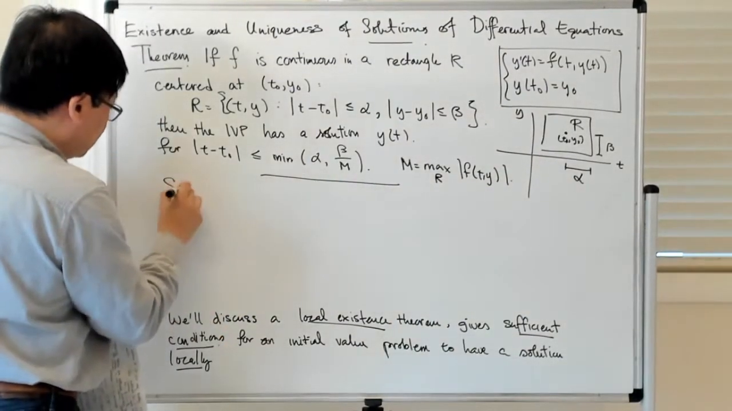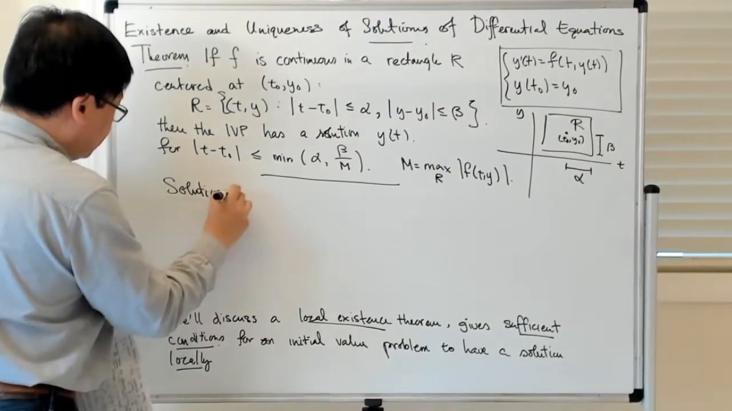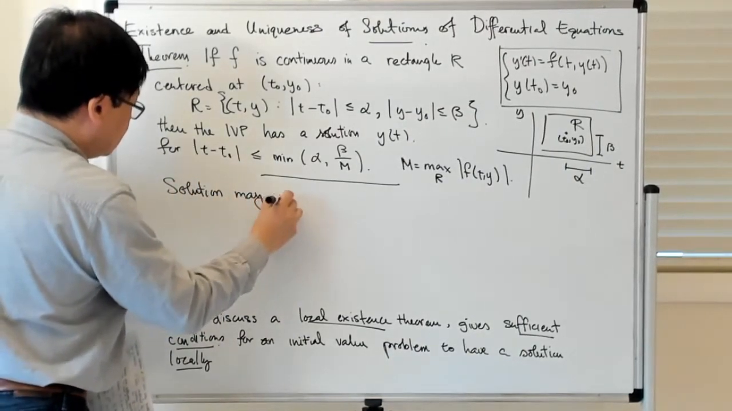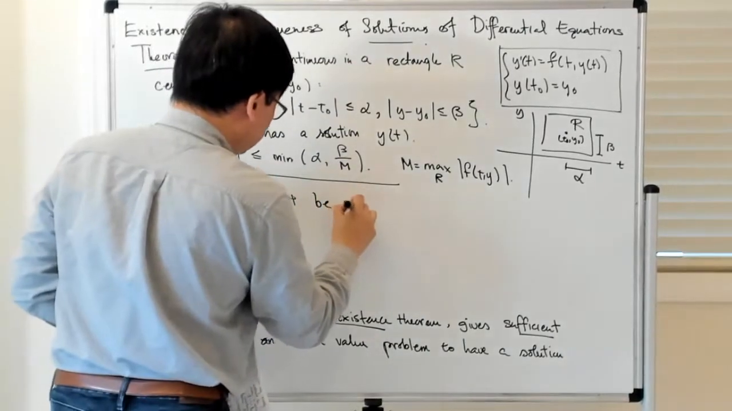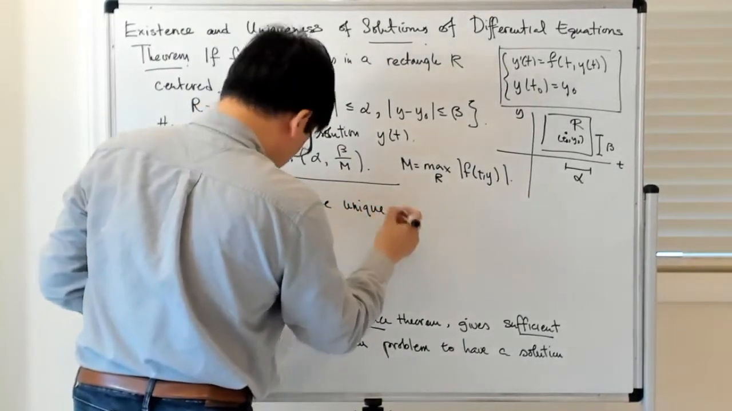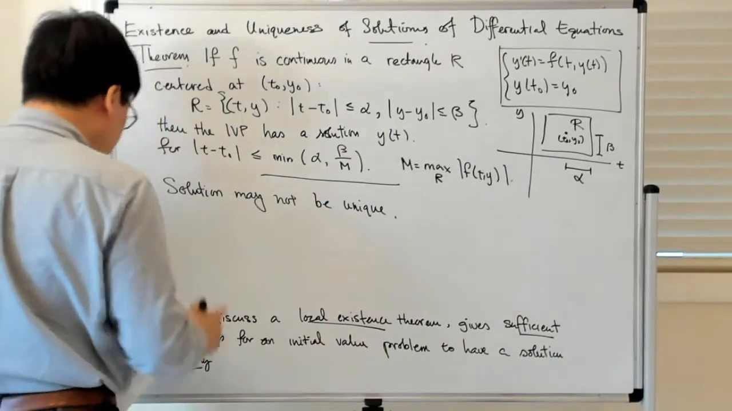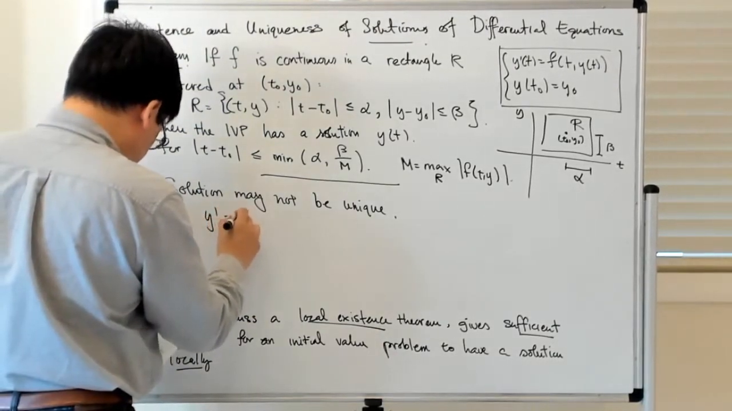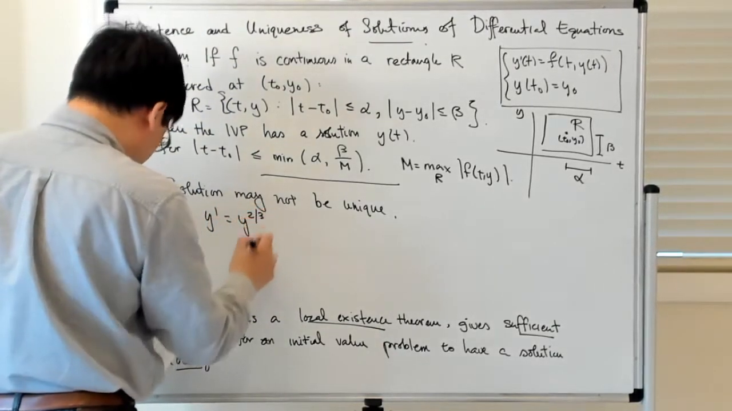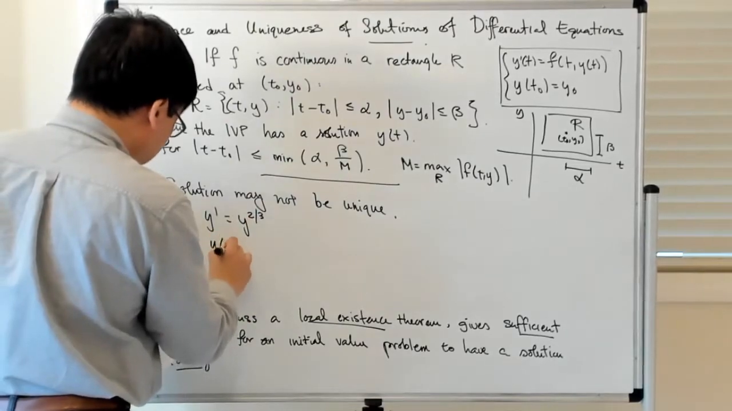The solution may not be unique. So let's look at an example. Say we have y prime equals y to the 2/3 power, and y at 0 is equal to 0.